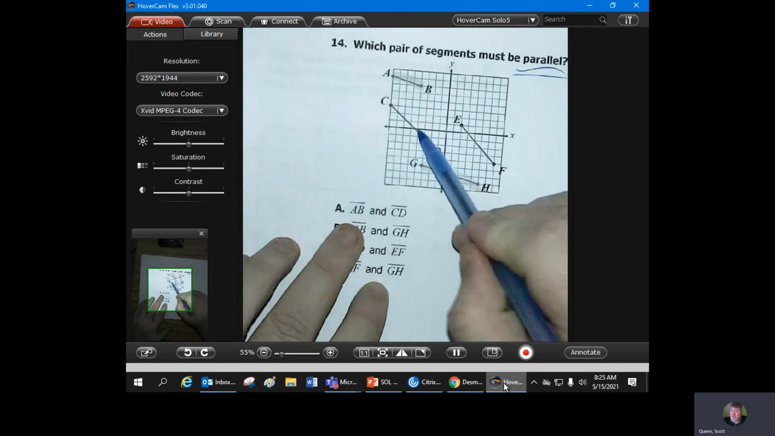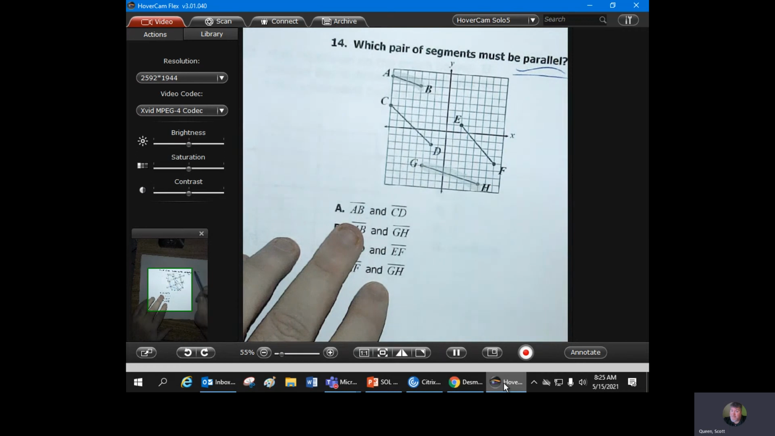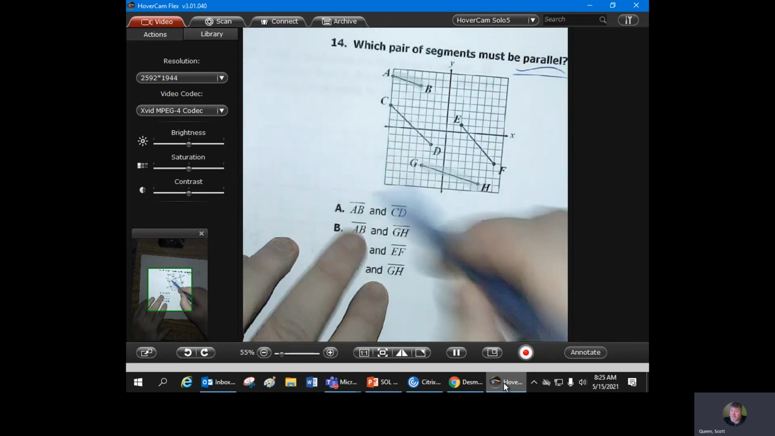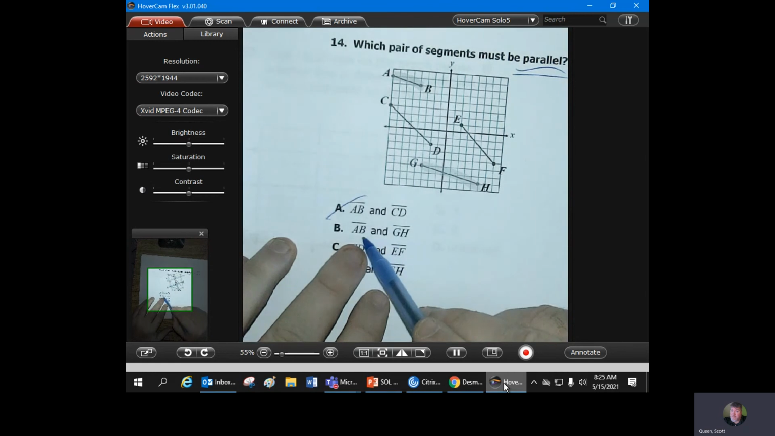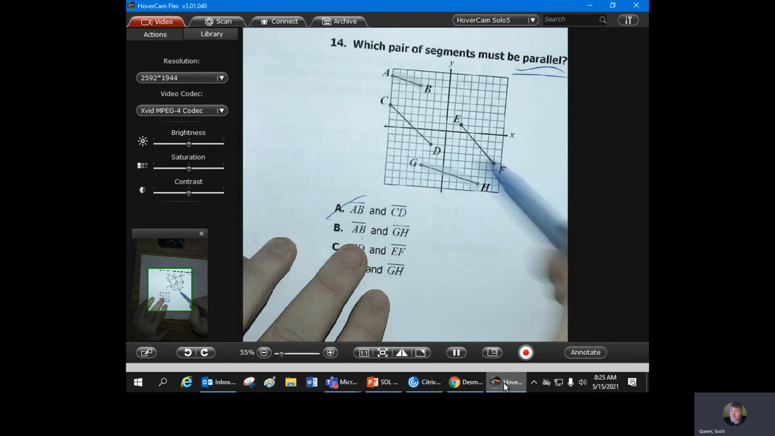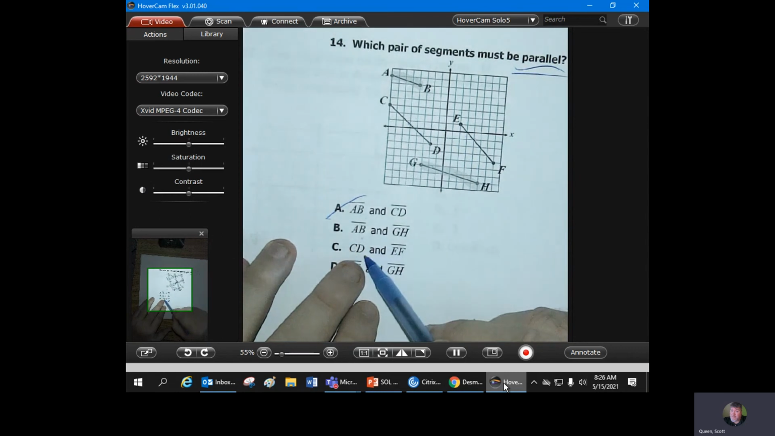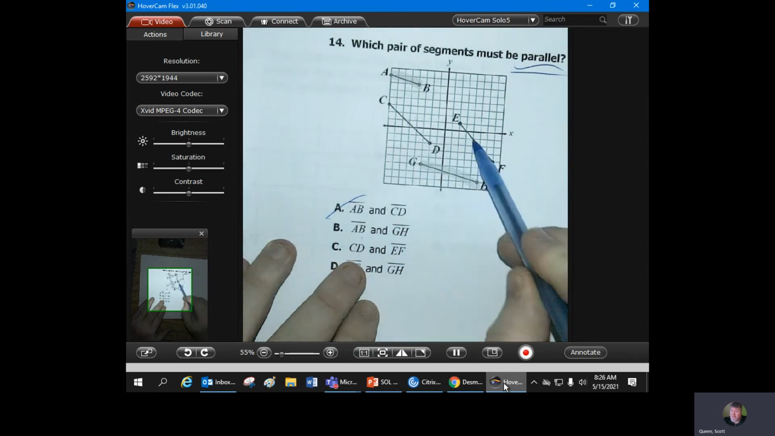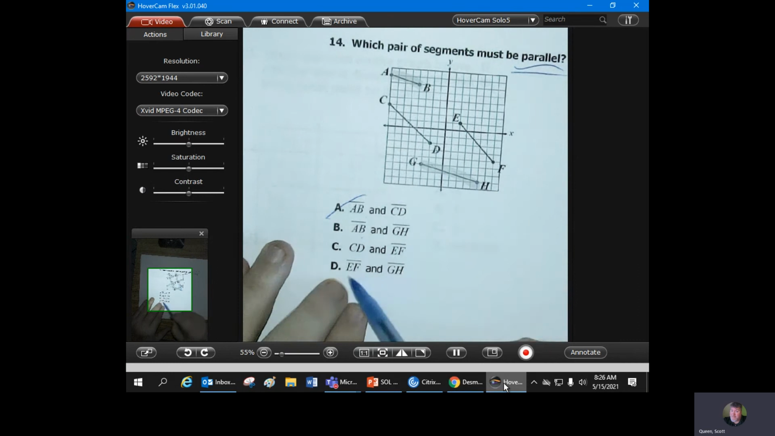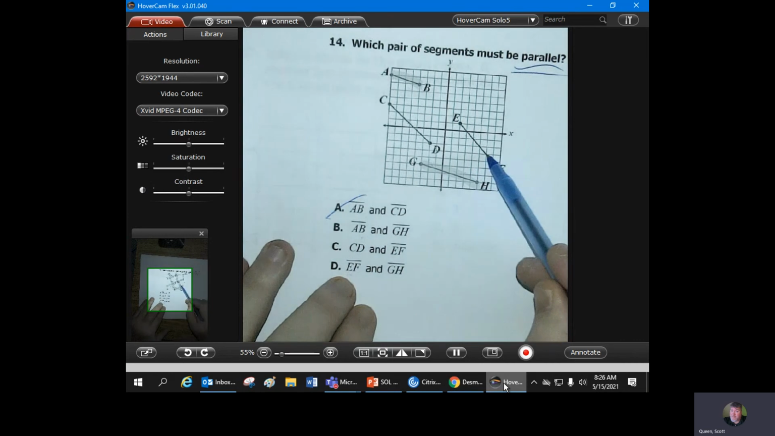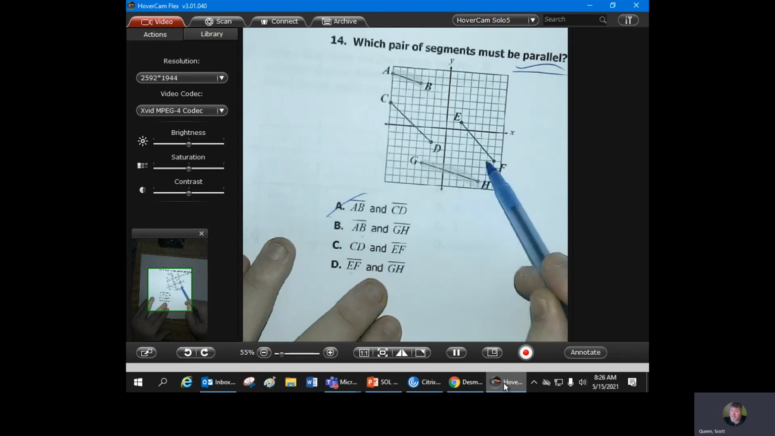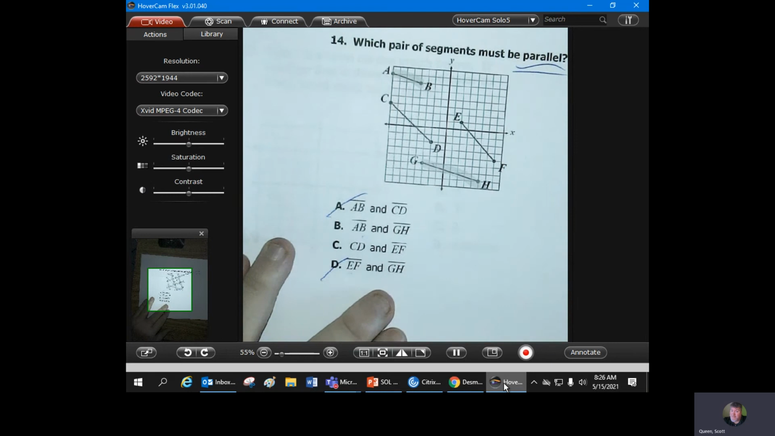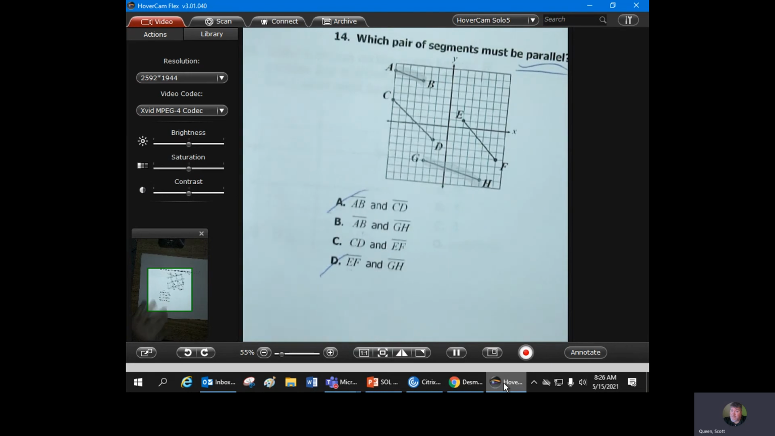AB and CD. Those two are pretty clearly not parallel. Would you agree? Eliminate. B is AB and GH. That's down here. That's iffy. That's maybe. I'm not sure. C, CD, and EF. That's these two. Again, I'm not sure. D, EF, this one, and GH. I can clearly see those are not parallel. Do you agree? Okay, so now I just need to figure out which of those two are parallel.